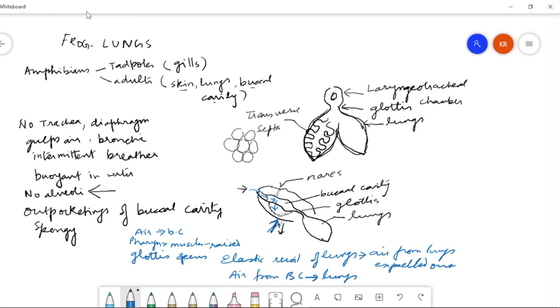And just at that time, so how does it become bigger? Because the muscles of the pharynx are contracting and they are getting opened up. So it will create pressure and the air comes inside. It gulps the air, it holds it over there. Now when the glottis opens, at that time, because of elastic recoil of the lungs, all the air in this rushes out directly.